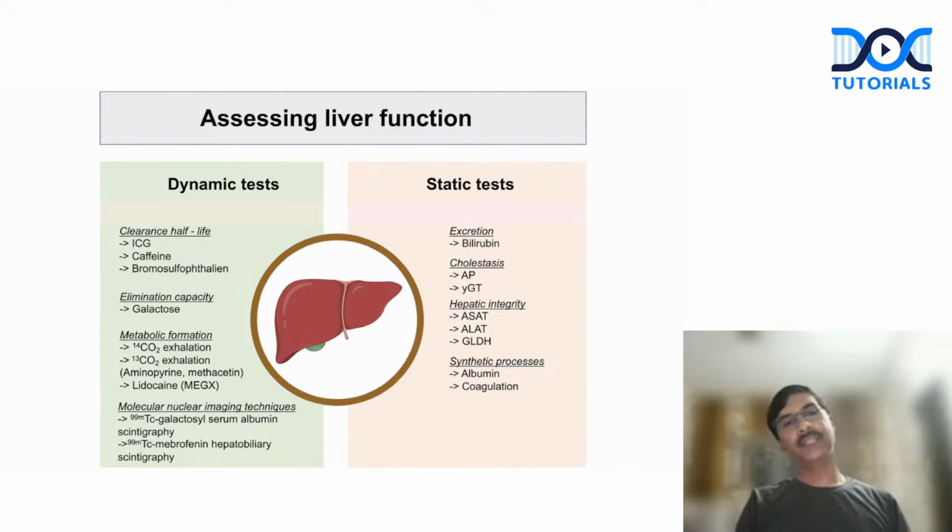And these days, again, which are upcoming, include molecular nuclear imaging techniques, 99m technetium galactosyl, mebrofenin scintigraphies. Static tests are losing their significance because they may change from person to person. It may change depending upon the disease of the patient, and they are not going to give us an exact idea about the synthetic function of the remnant liver.